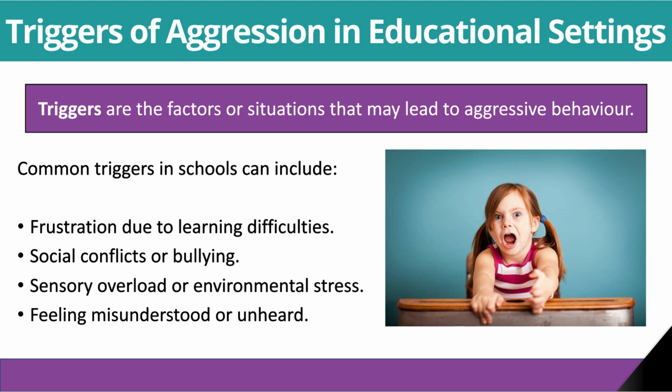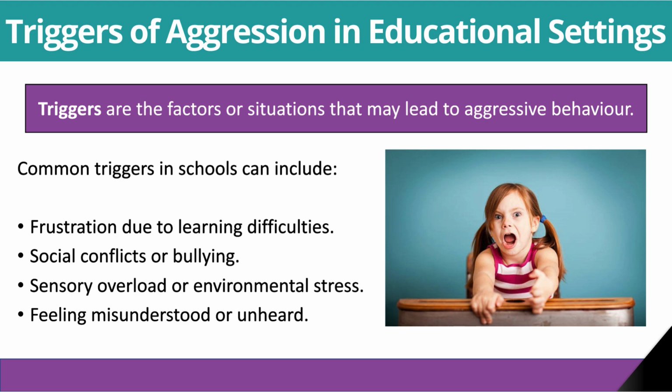Common triggers can include frustration due to learning difficulties. When students struggle to understand or complete tasks, they may become frustrated, leading them to become disengaged or to act out through aggressive outbursts. Social conflicts or bullying. Interpersonal issues such as bullying or arguments between peers can easily provoke aggressive reactions. If a child has experienced a negative interaction in the home, then equally this can manifest as an aggressive outburst in school.